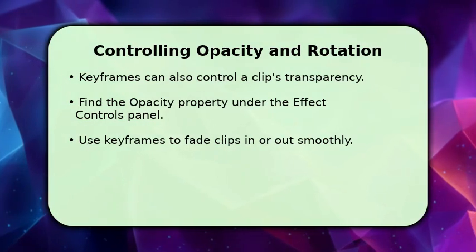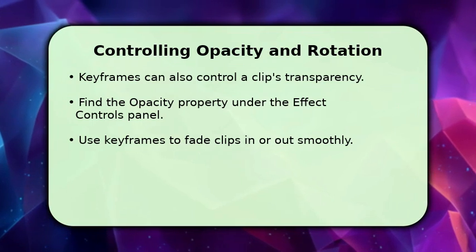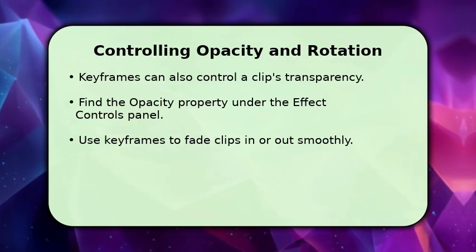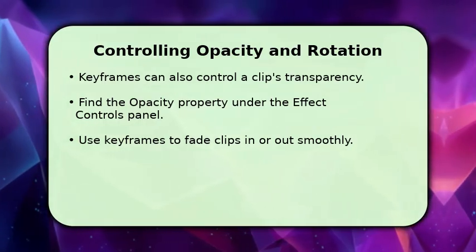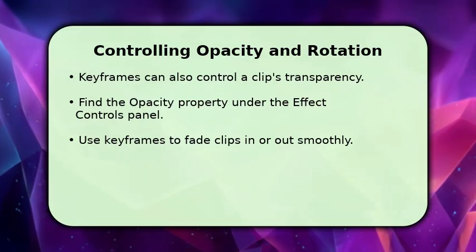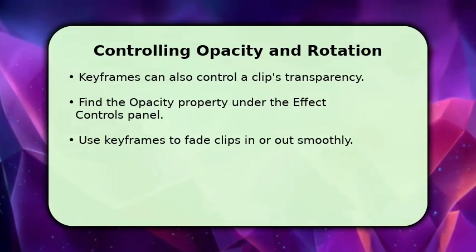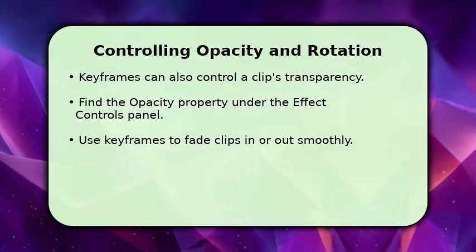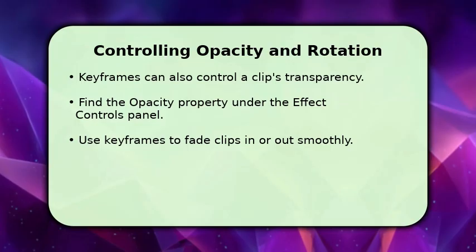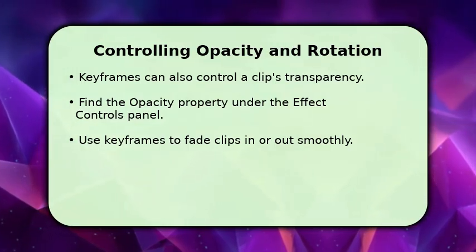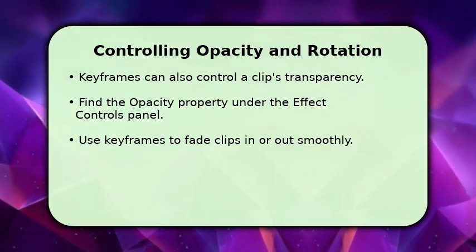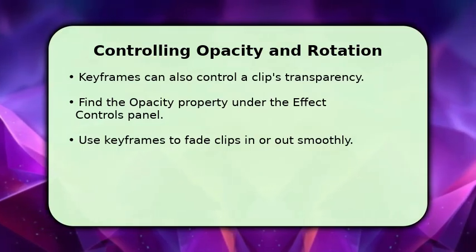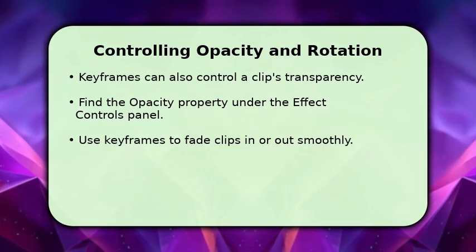Beyond position and scale, keyframes are incredibly powerful for controlling opacity and rotation. In the Effect Controls panel, find the Opacity property to make your clips gradually appear or disappear. Simply set a keyframe at 100% opacity, move forward, and set another at 0% for a smooth fade out. Similarly, animate the Rotation property to add dynamic spins or subtle tilts, enhancing your visual storytelling with precise control.